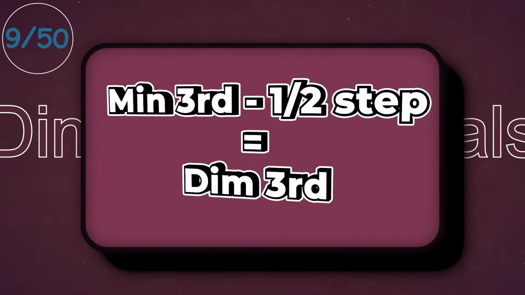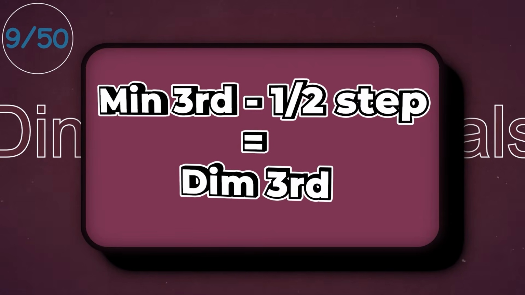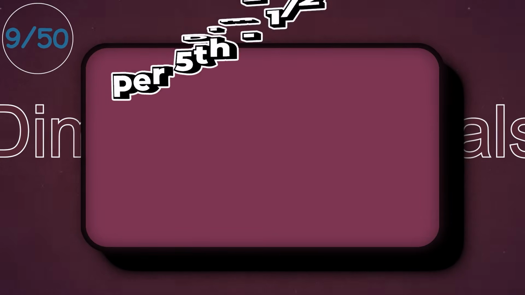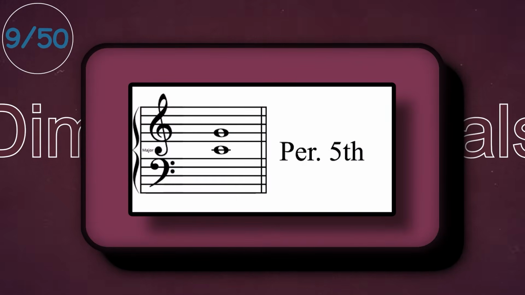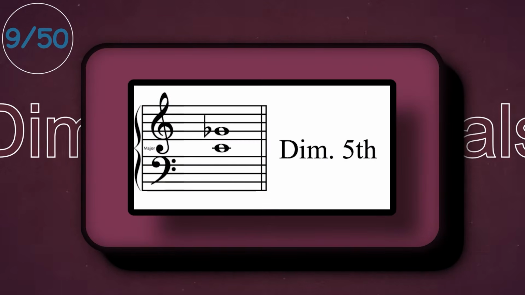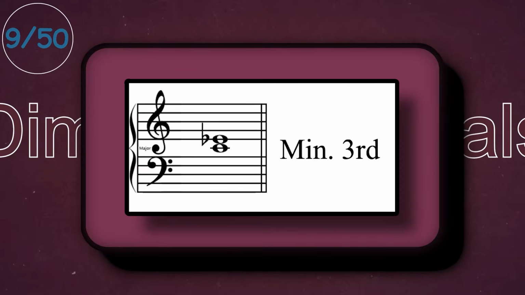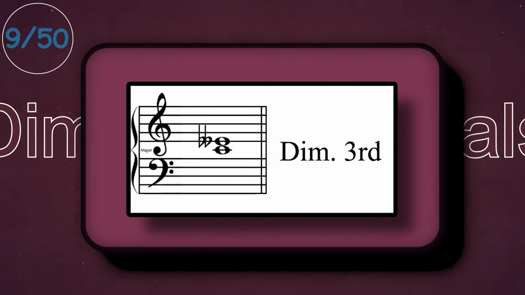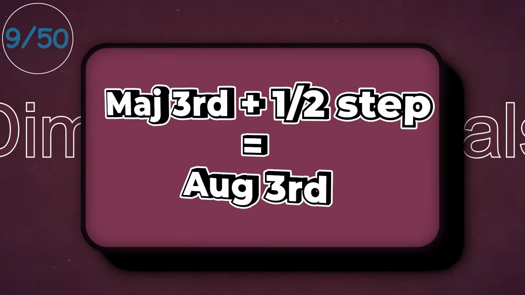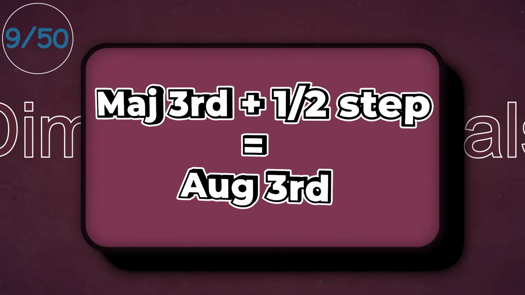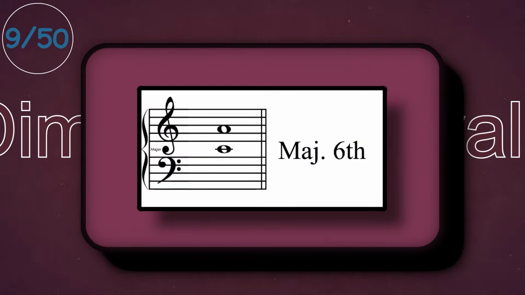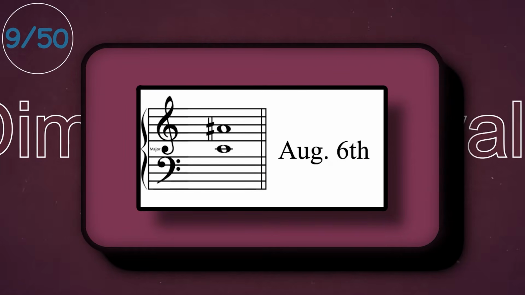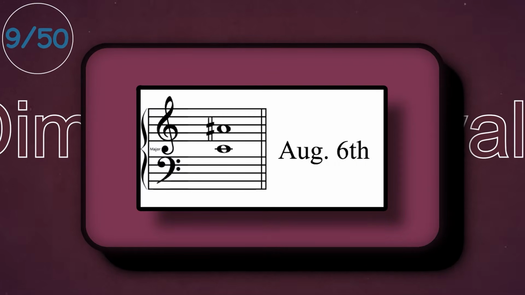In general, diminished intervals are when perfect or minor intervals are shrunk by a half step. A perfect fifth shrunk by a half step would become a diminished fifth. A minor third shrunk by a half step would become a diminished third. Augmented intervals are when perfect or major intervals are stretched by a half step, making them bigger. A major sixth stretched by a half step would become an augmented sixth that sounds exactly the same as a minor seventh.